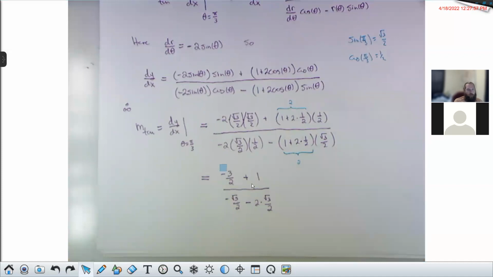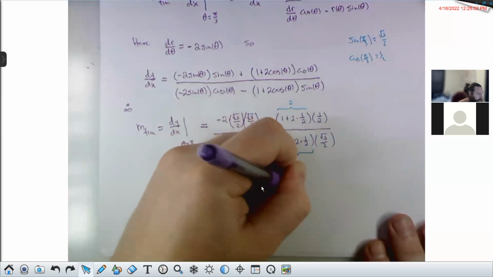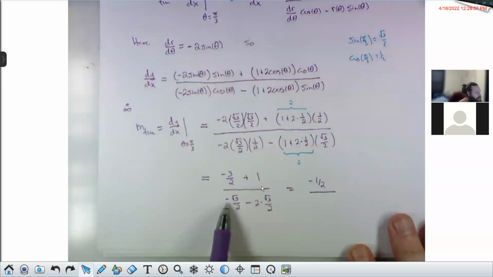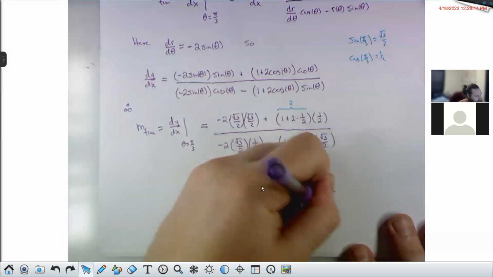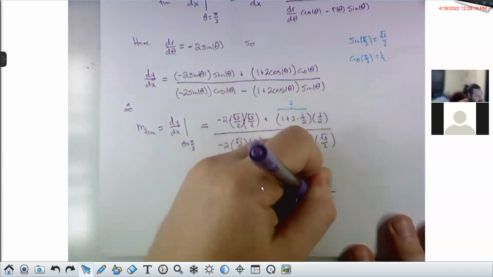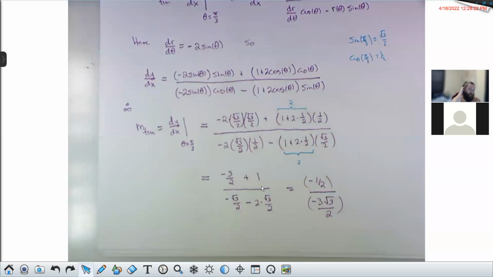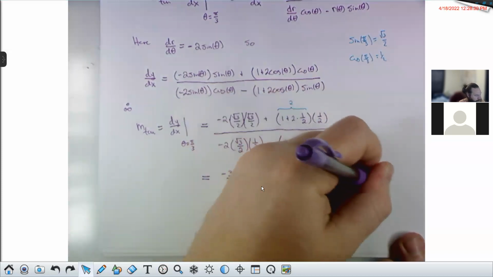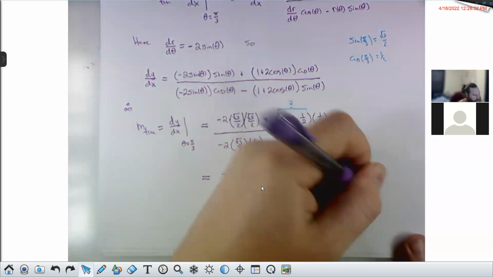All right. So the numerator, negative 3 halves plus 1, that's negative 1/2. The denominator is negative root 3 over 2 minus 2 root 3 over 2. That's negative 3 root 3 over 2. Flip and multiply. And you're going to get 1 over 3 square roots of 3.